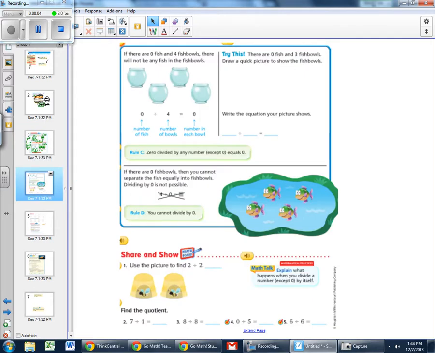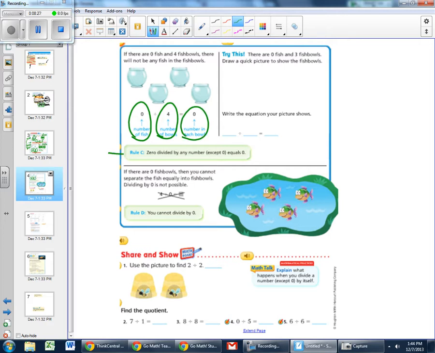The next page, you should be on 244. If there are 0 fish and 4 fish bowls, there will not be any fish in the fish bowls because you didn't have any fish. Okay? So the number of fish was 0, divided by 4, how many fish bowls you have, gave you 0. So here's your rule. 0 divided by any number except 0 equals 0. So if you have 0 divided by 100, it's still going to be 0.